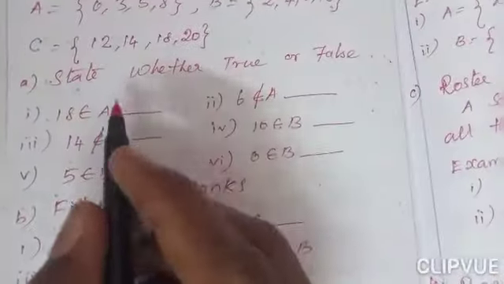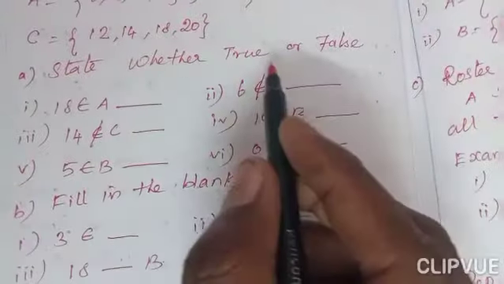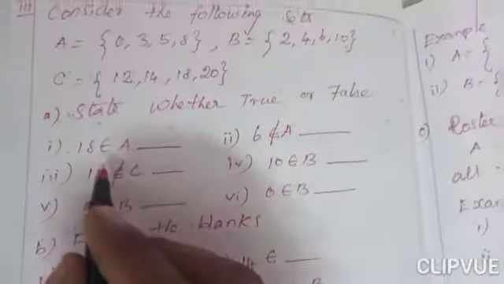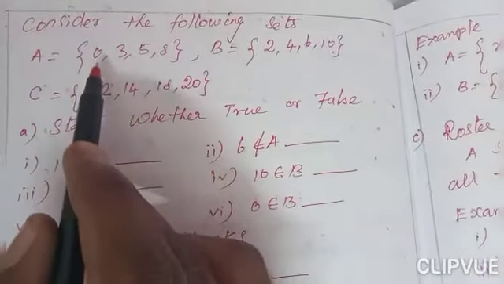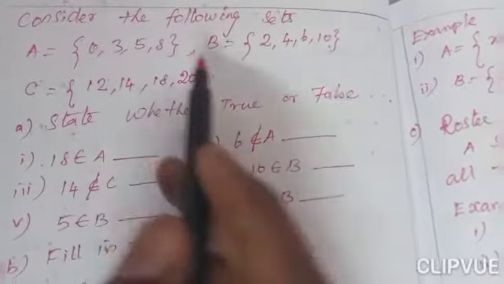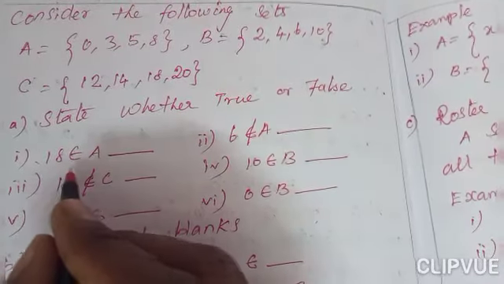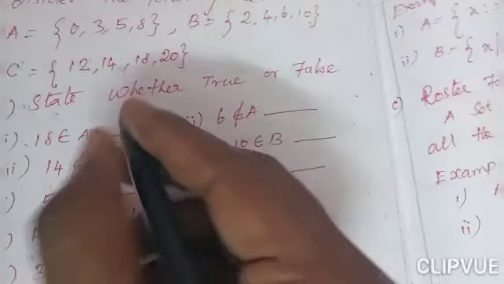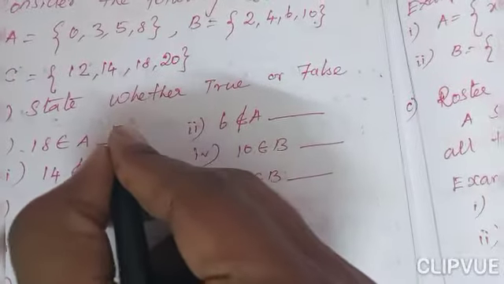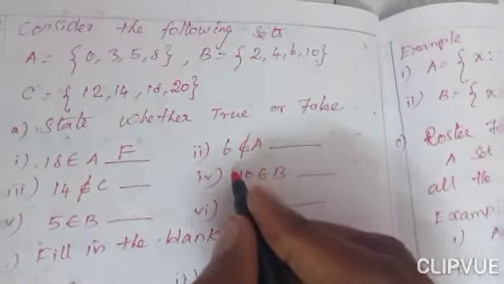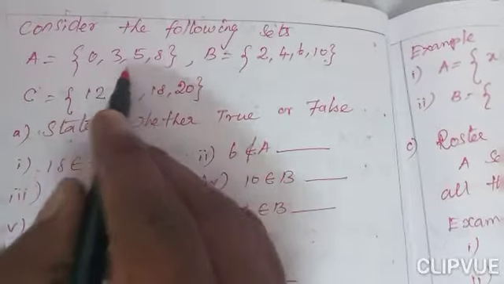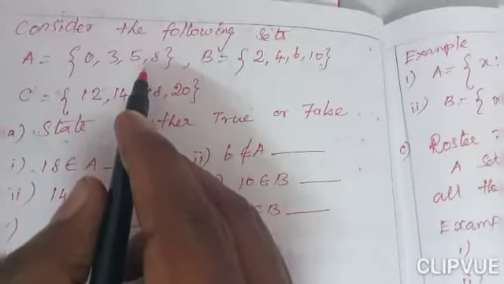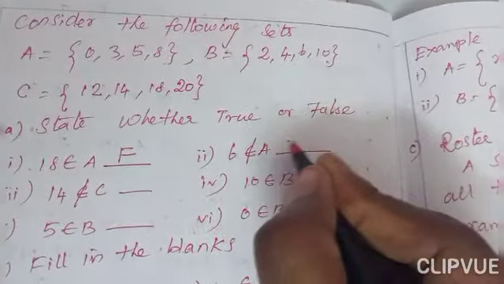Look at the first one. State whether true or false. 18 belongs to set A. Look here, set A elements are 0, 3, 5, 8. So does 18 belong to set A? No. That means it is a false statement. After that, 6 does not belong to A. So there is no 6 in the set A. That means it is true.